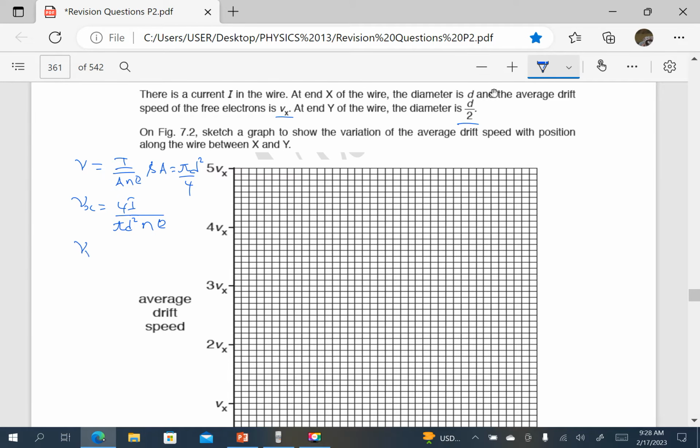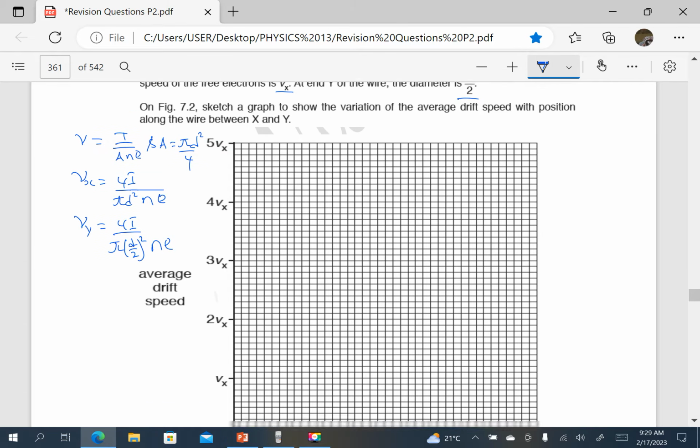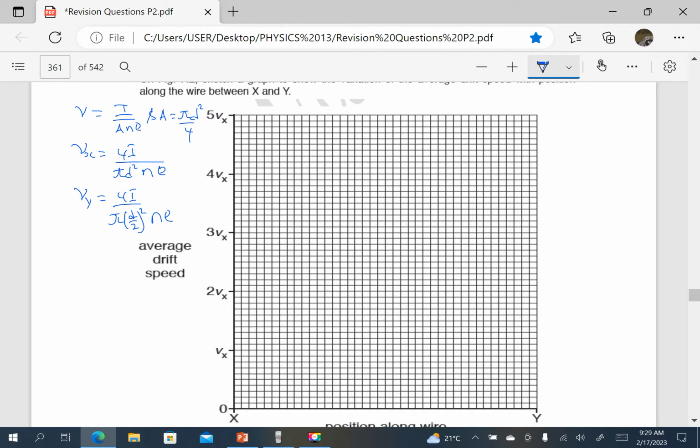So v at position Y is going to be equal to 4I divided by pi, but where the diameter at position Y is d over 2. So here we shall have d over 2, squared, then times n times e. So we now have two equations which we can solve. We know that at end X, the drift velocity is Vx. We want at end Y, what is the drift velocity? So I'm going to divide this equation by that one.